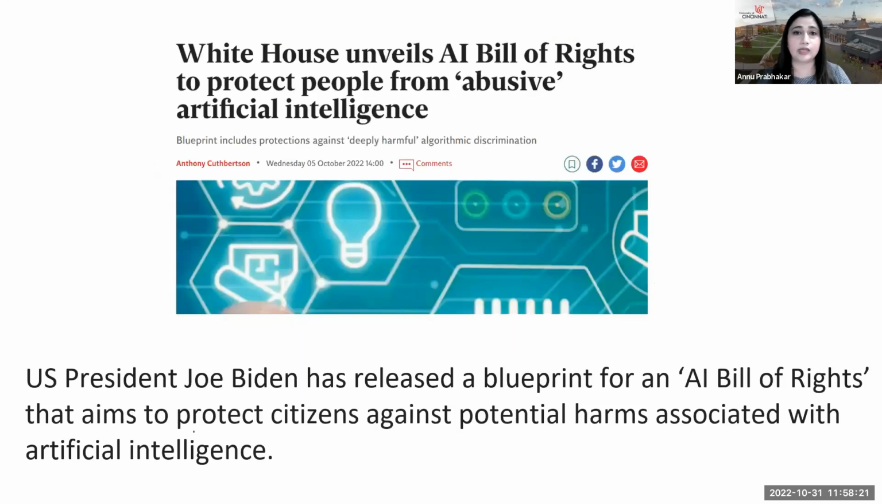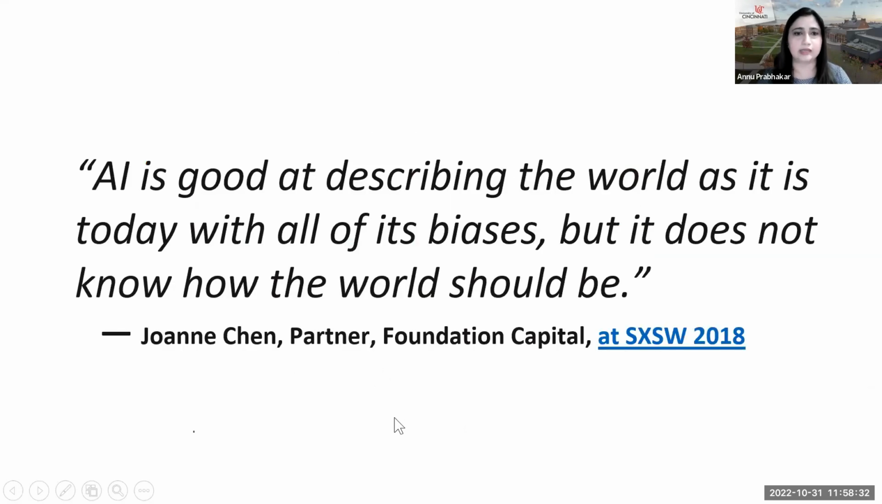I know that the government is understanding how AI can be damaging and abusive. So they came up with the AI Bill of Rights recently. So there are movements in that field.